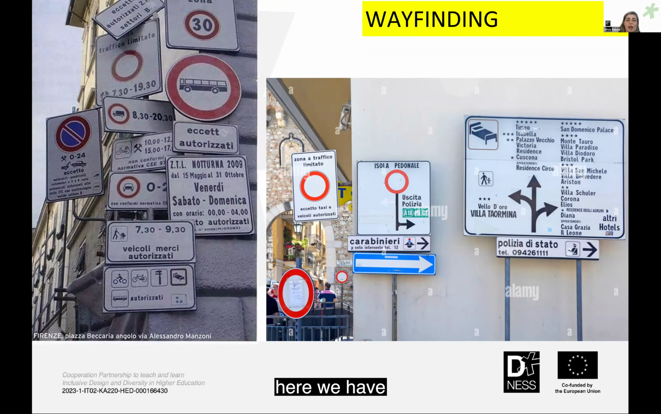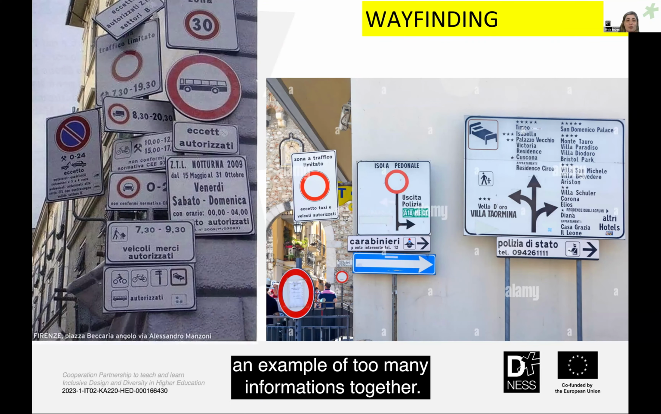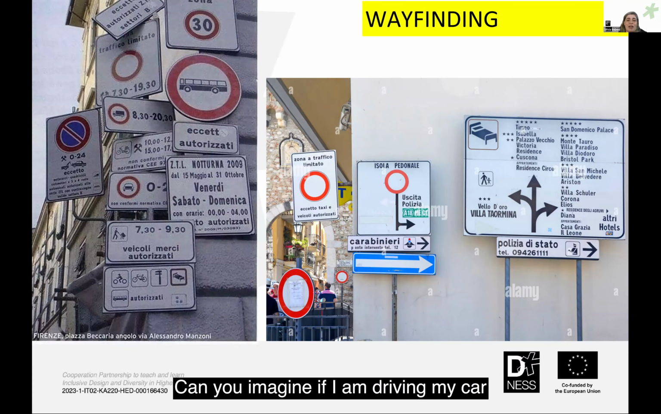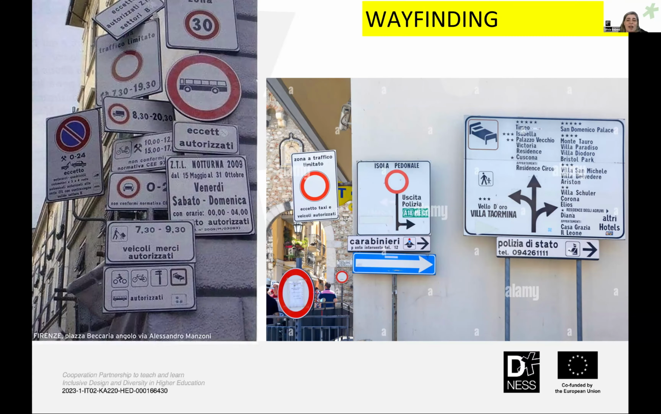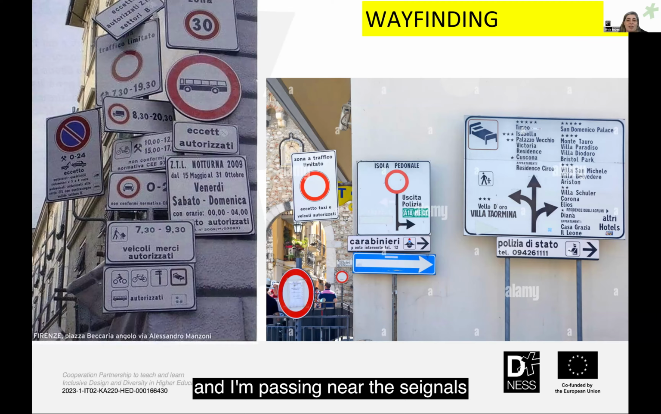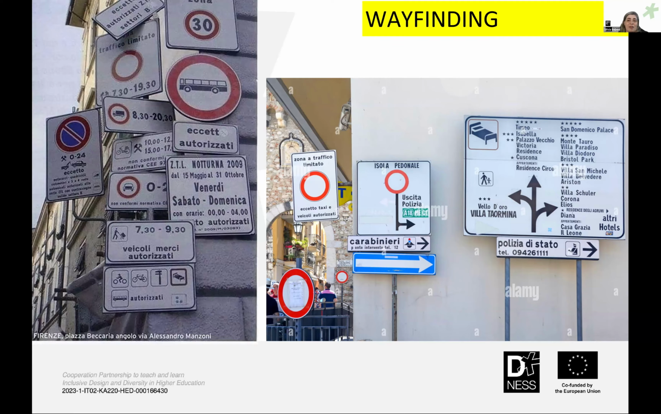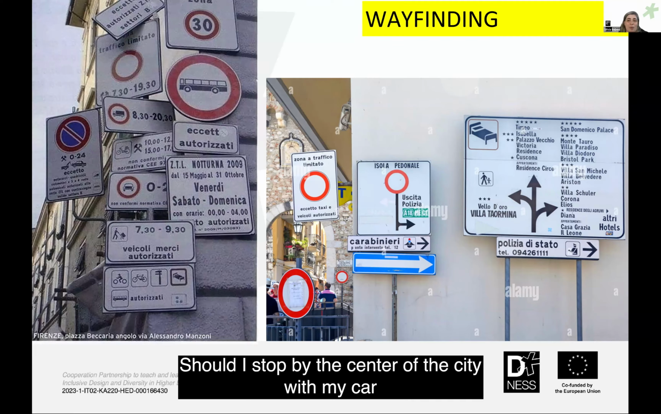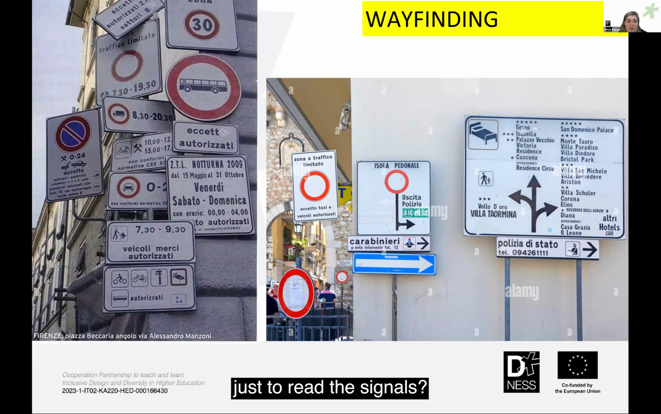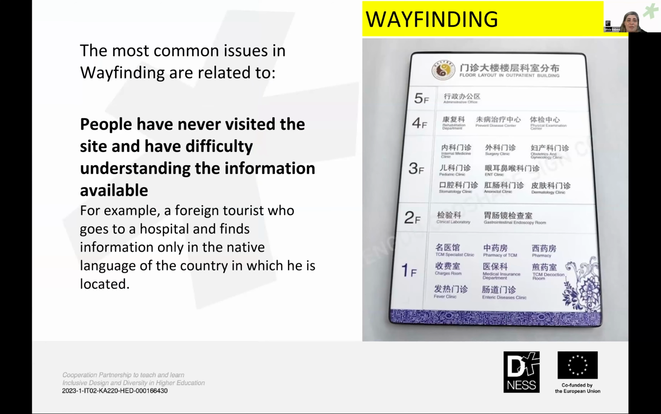Or we have here an example of too much information together. Can you imagine if I am driving my car and I'm passing near the signals? How can I read and interpret them? Should I stop at the center of the city with my car just to read the signals?